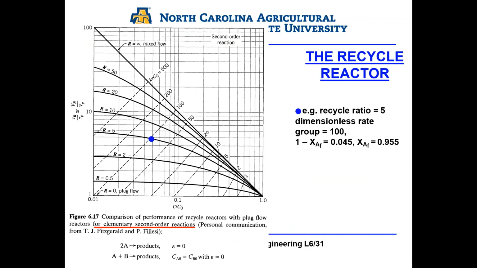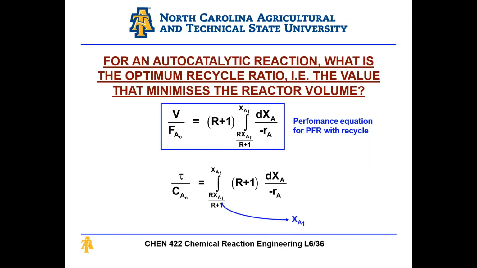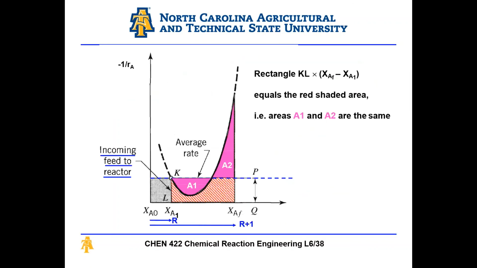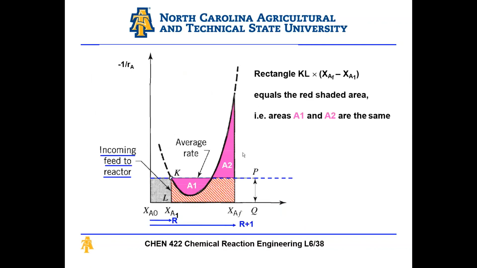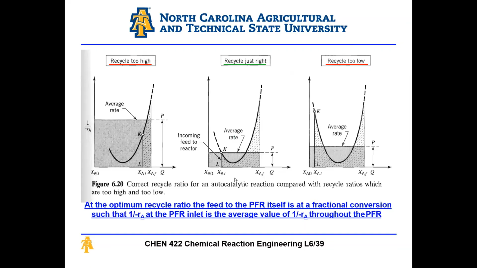And then finally, we talked briefly about the autocatalytic reaction. And what you need to know here for the autocatalytic reaction is that there is a point of optimal recycle, and the way you read it off this chart is that it's the point at which the area in this semicircle here is equal to the area in this triangle here. So basically, the optimum recycle is at the point where A1 and A2 are equal. Okay, so this is this week.